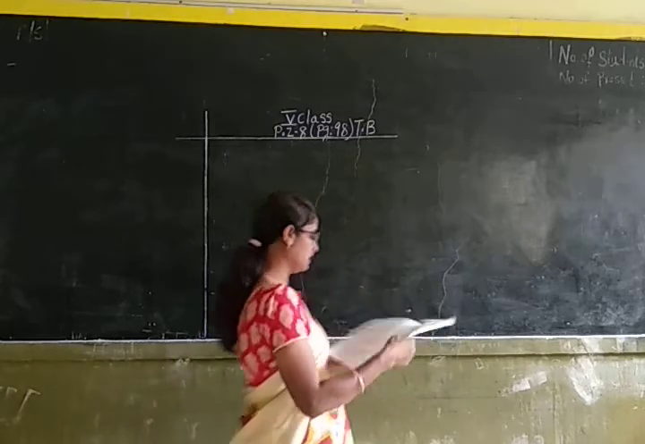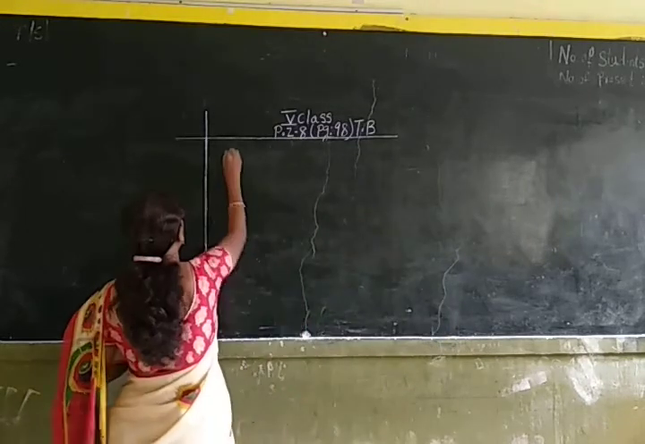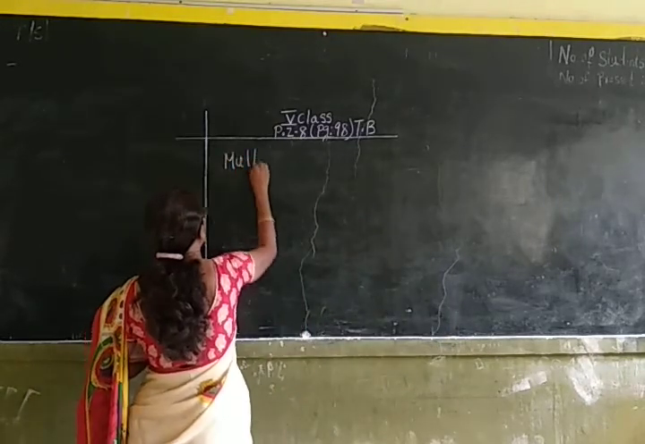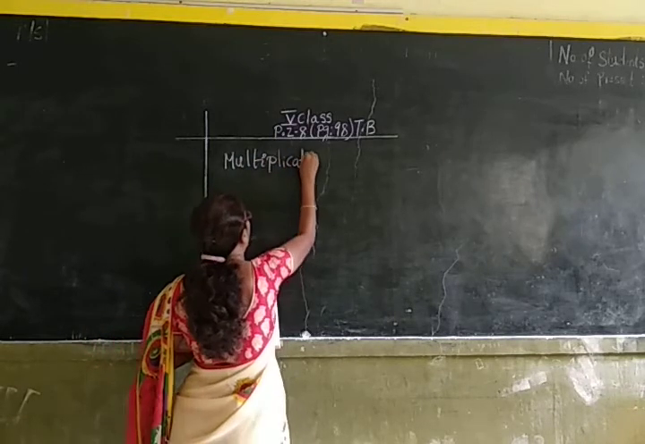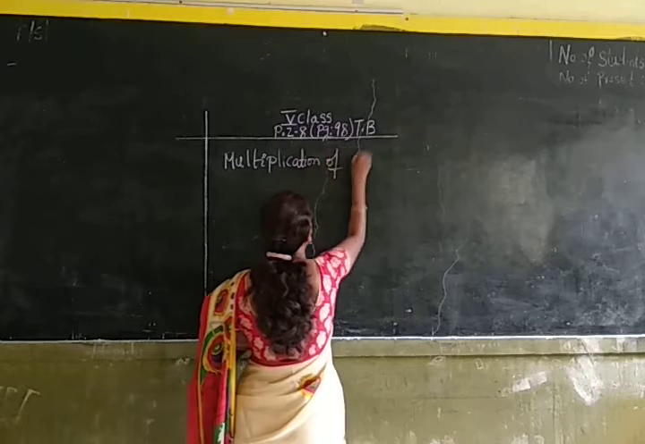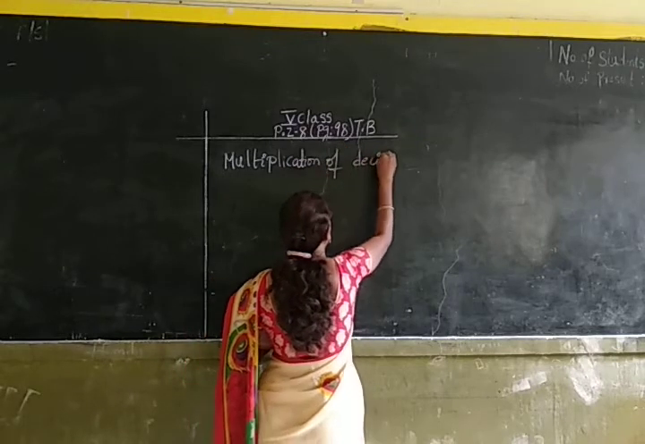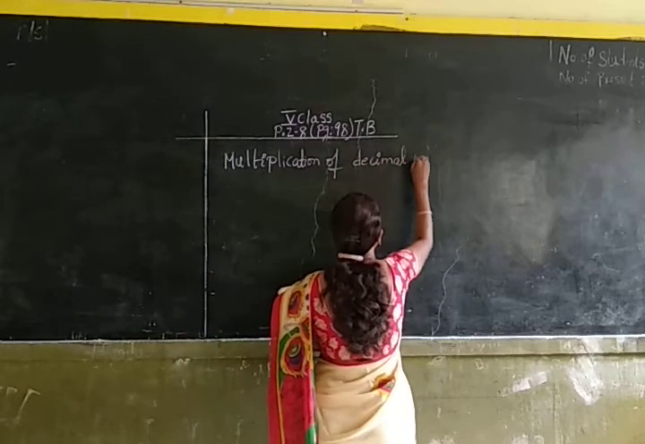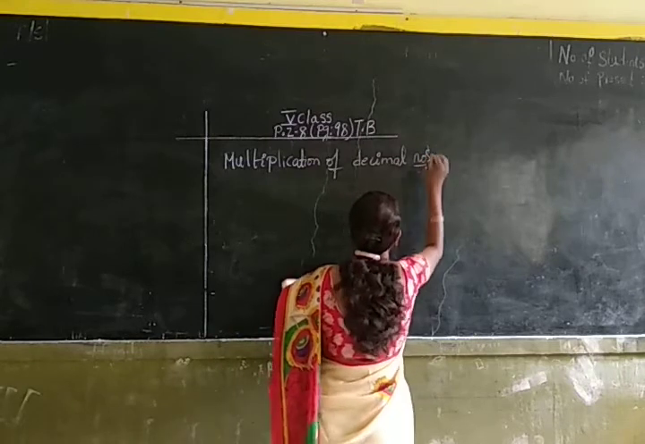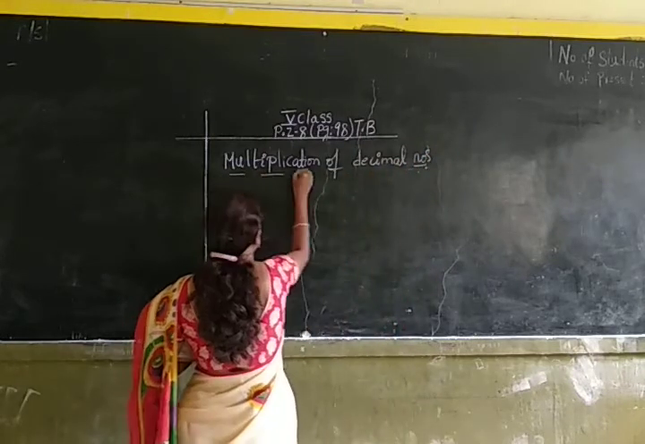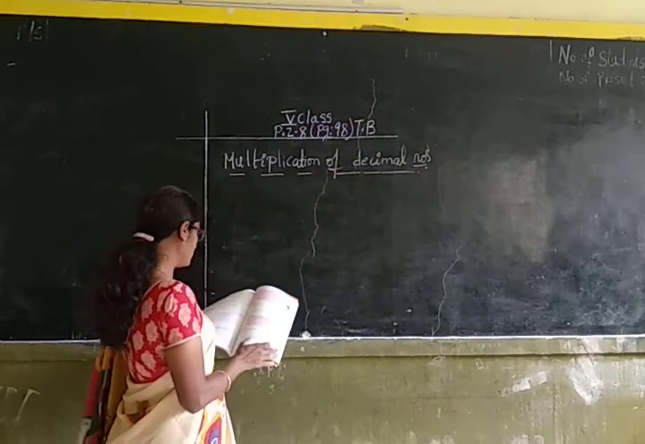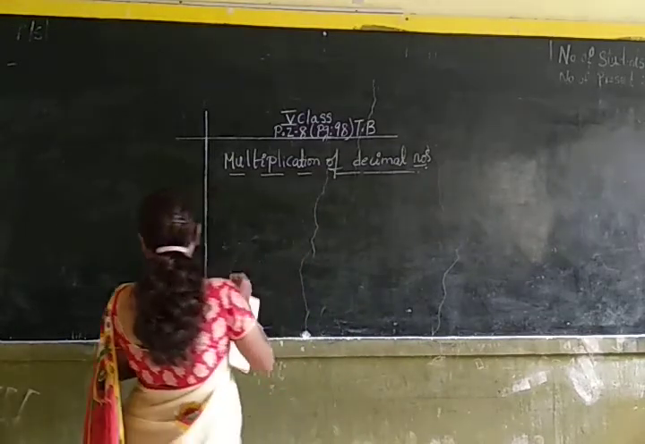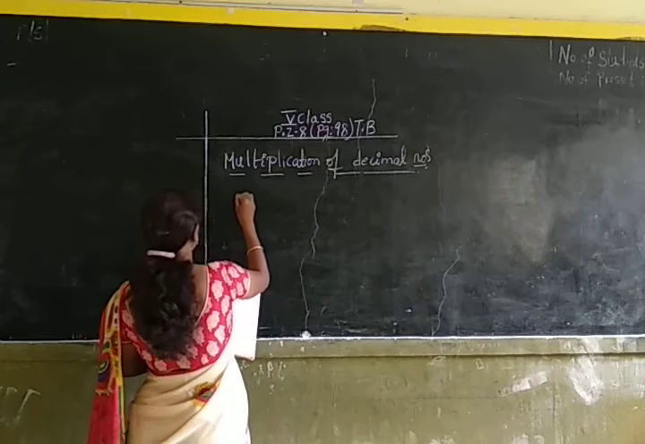Okay children. Today let us learn about the multiplication of decimal numbers. First let us learn how to multiply a decimal with a whole number.